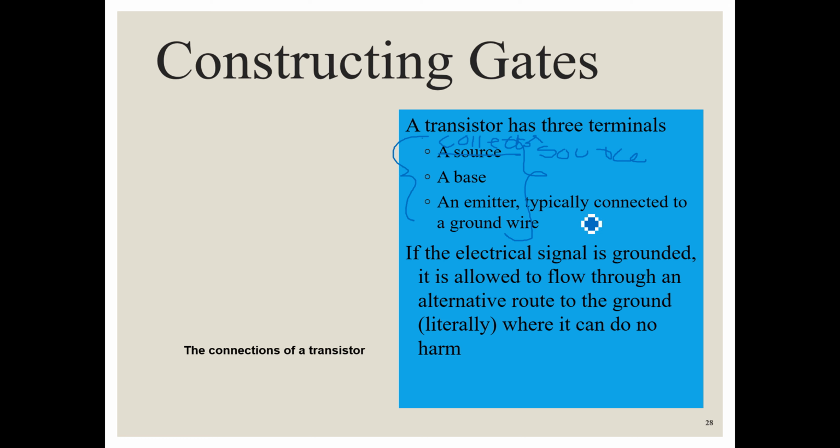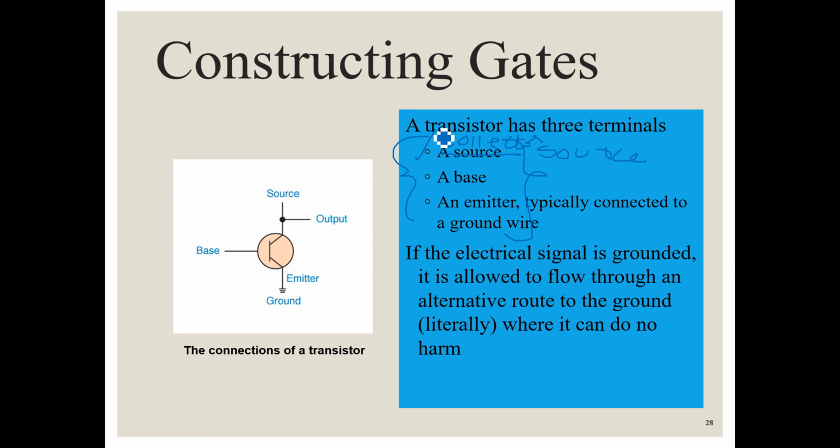Emitter is typically connected to the ground wire. Partially, ground terminals will be there. Again, see now: collector, base, and emitter. This kind of transistor which has got these three terminals is called a BJT. BJT is nothing else but a bipolar junction transistor.